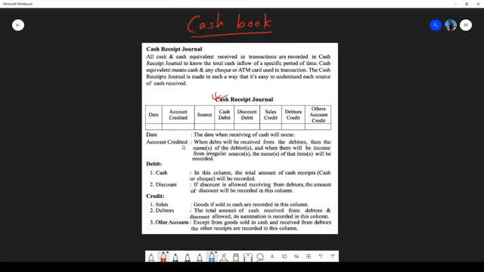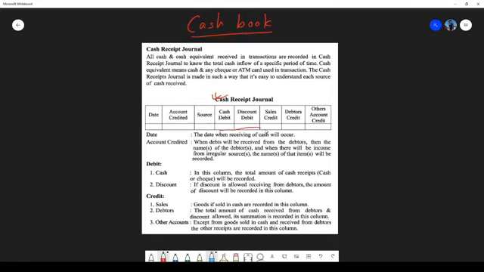Account credited is the name of the debtors from whom cash is received, or any other income from irregular sources. So that is the account that has to be credited. Then on your debit side, you have cash debit and discount debit. These two are on your debit side. In the cash column, the total amount of cash receipts will be recorded, and the discount allowed to the debtors will be recorded in the discount column.